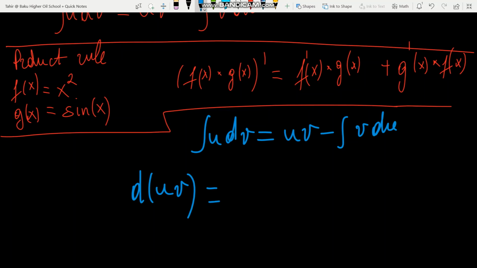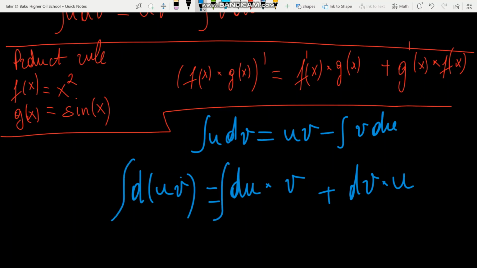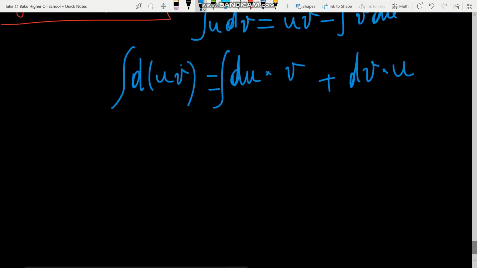It will be the derivative of the first one, du, multiplied by the second one, v, plus the derivative of the second one, which is dv, multiplied by the first one, u. And in order to find the final formula, we should integrate both sides. Let's just integrate and write here what we get at the end.